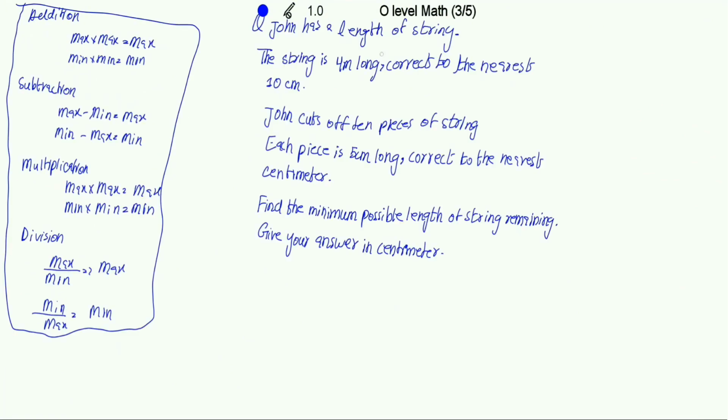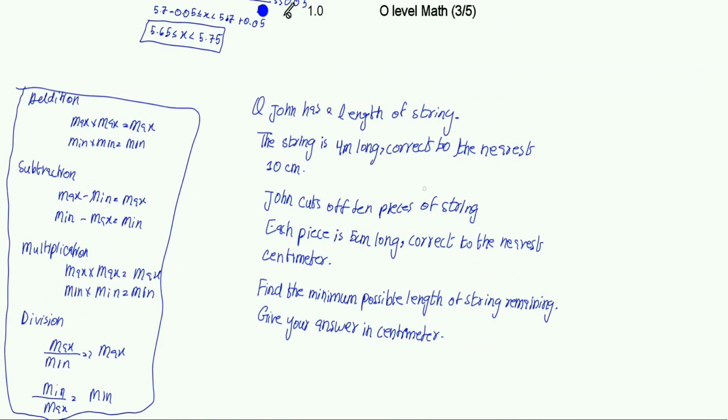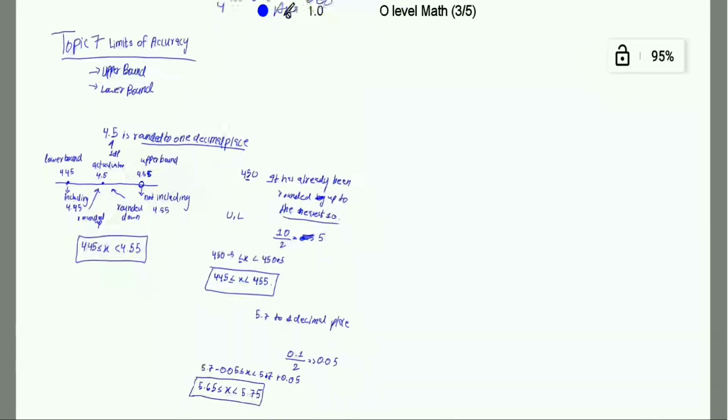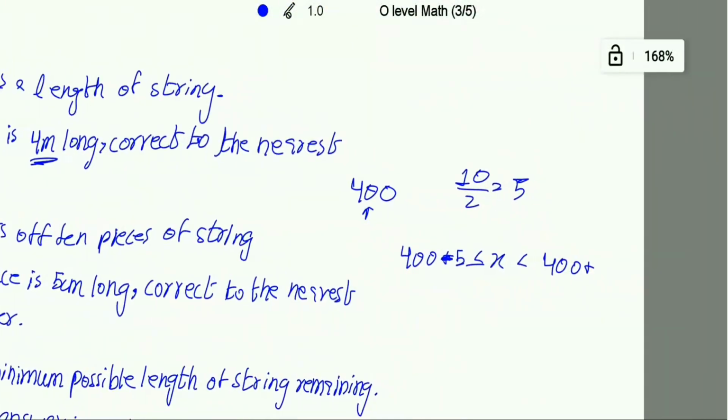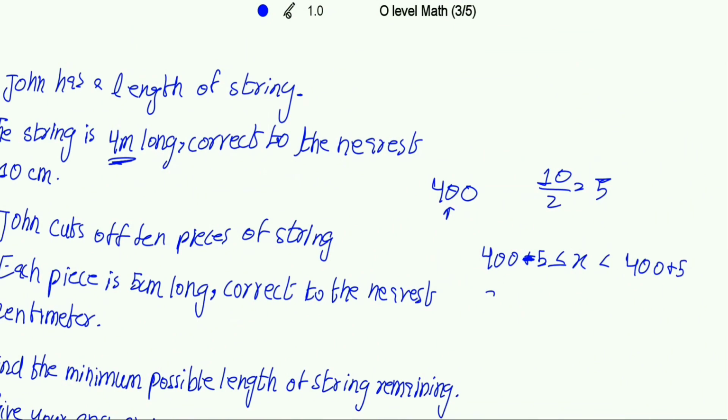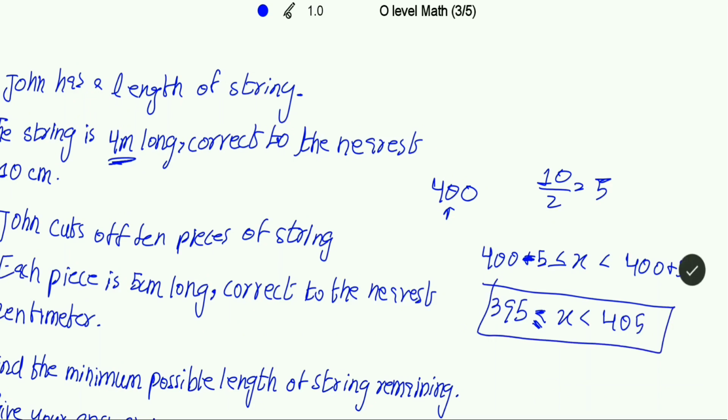So question one: the string is 4 meters long. 4 meters means 400 centimeters, and it is correct to the nearest 10 centimeters. So 10 divided by 2 will give 5, and so 400 minus 5 here and 400 plus 5 here. So it's going to be 395, and it's going to be 405. Okay, so we have found the lower bound and the upper bound.